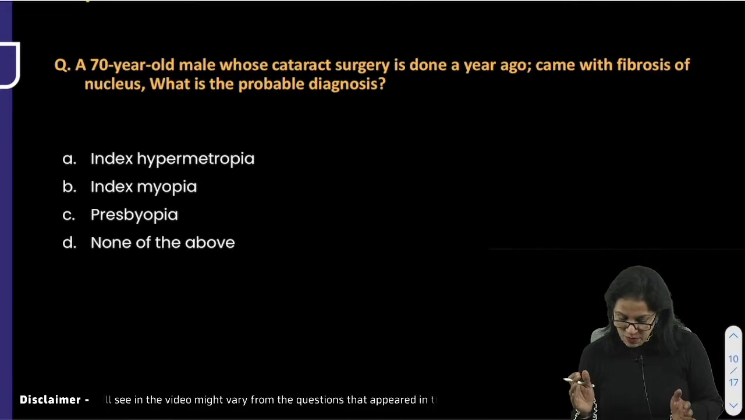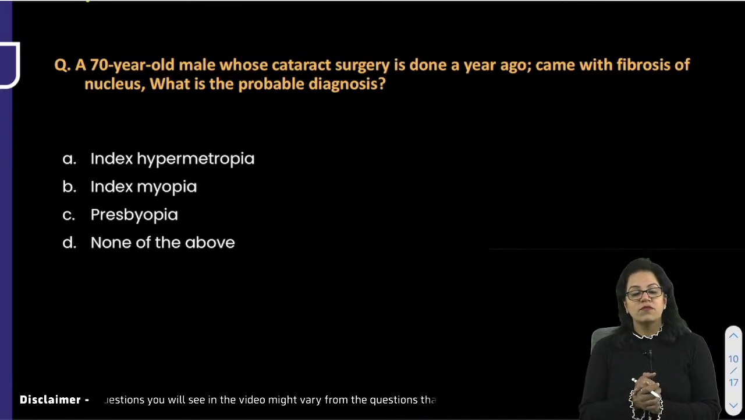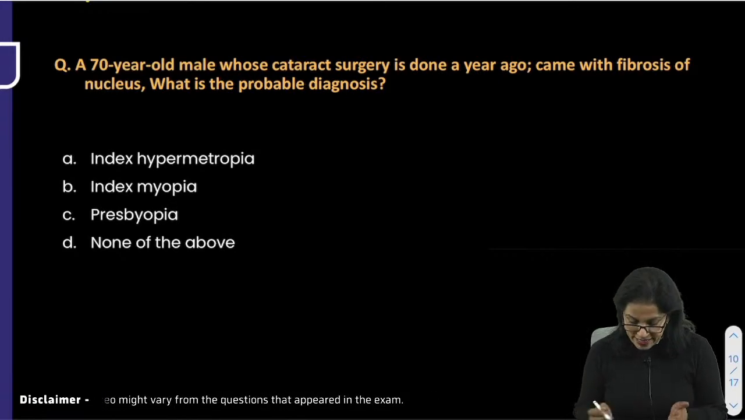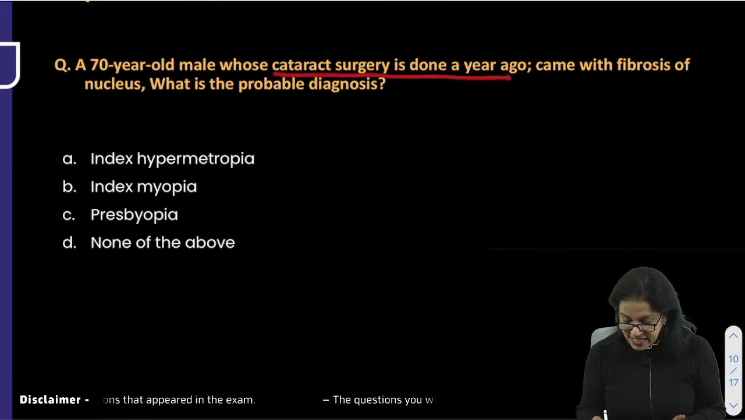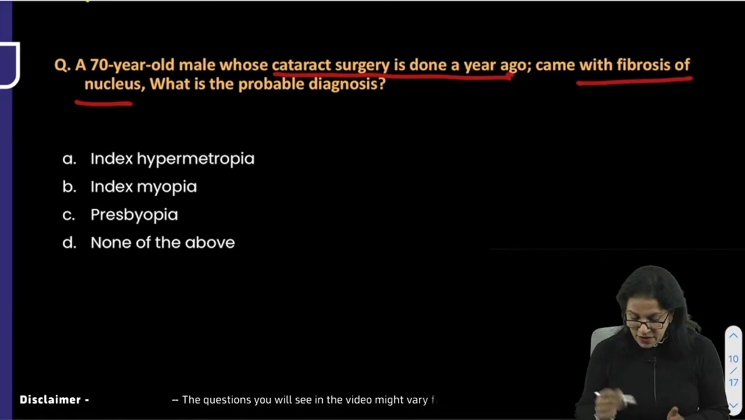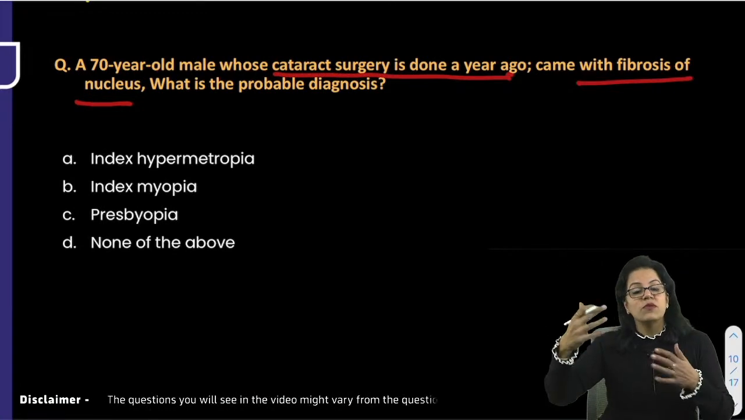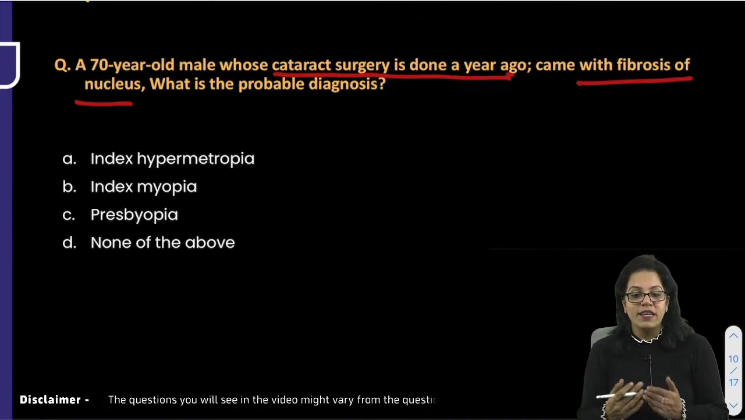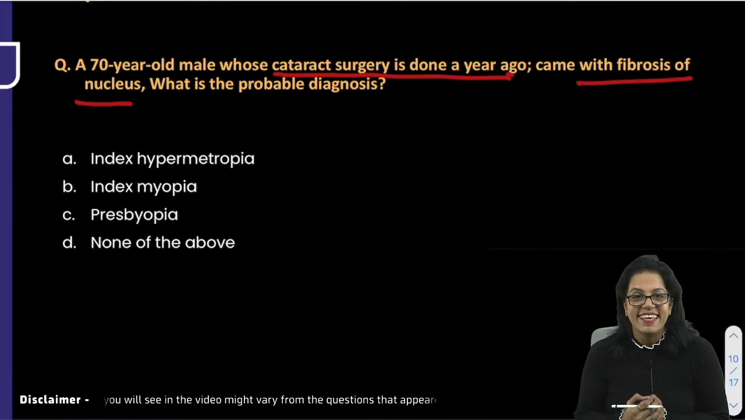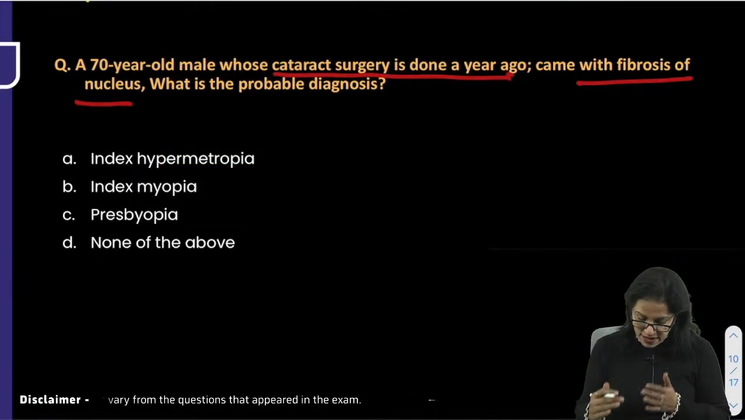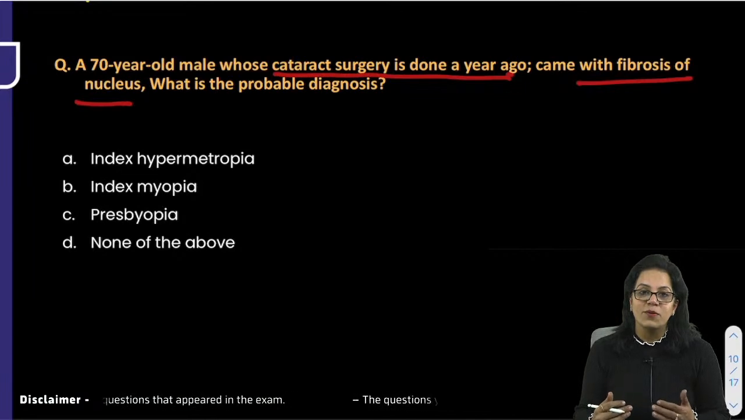A 70-year-old male, okay, now this is one you all have to decide what type of question had come. I really want the real question from you all. It doesn't make sense to me that a 70-year-old male whose cataract surgery is already done a year ago came with fibrosis of nucleus. Are we talking about the past that he came due to nucleus sclerosis, not fibrosis? Then I really don't understand what the question was. But if you look at the options that you all have given to me, I feel they are trying to ask anything around nucleus sclerosis.